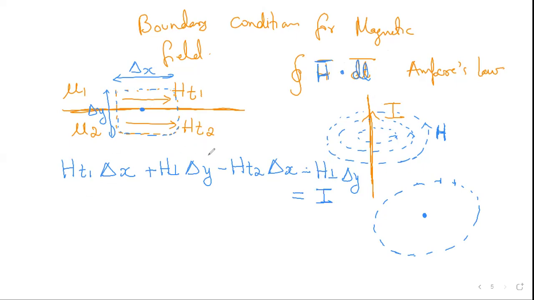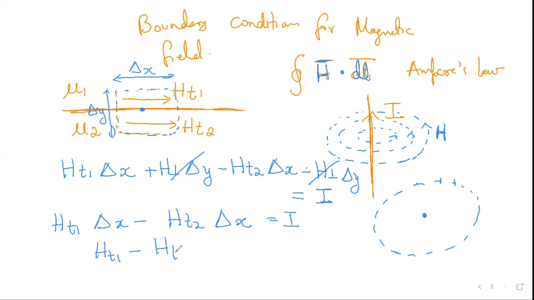Okay. Now what am I left with? These two will get cancelled. I will get HT1 delta x minus HT2 delta x equal to I. Now HT1 minus HT2 is equal to I upon delta x. This is now some current density, a linear current density, which we can call, say, K.